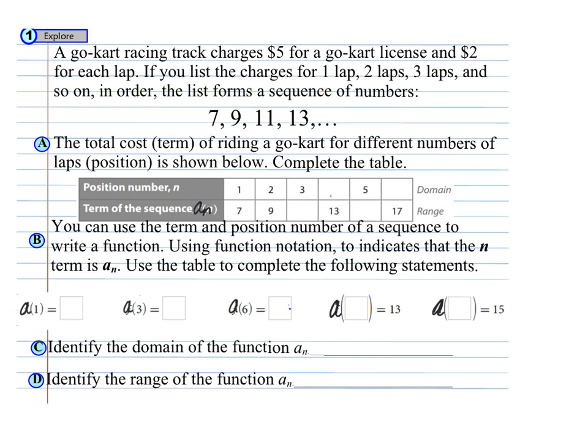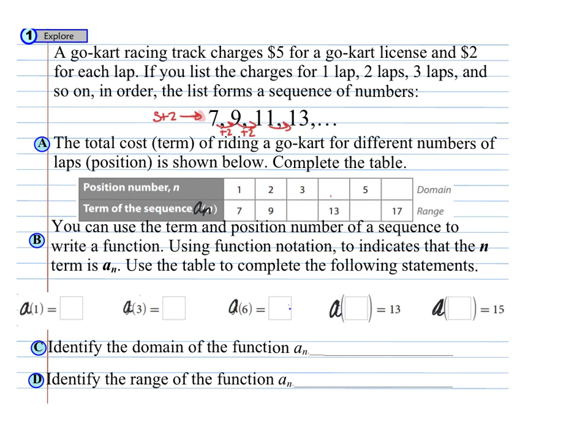So that's 7. Just so you understand, they got that 7 by doing 5 plus 2. And then from here, as you're going another lap, it's plus 2. So 7 plus 2 is 9, plus another 2, 9 plus 2 is 11, and so on. Each time it is increasing by 2 because they're going one more lap around, and each lap costs $2.